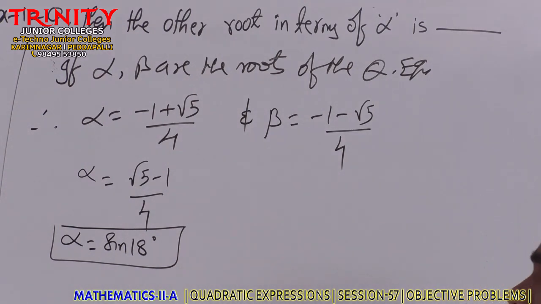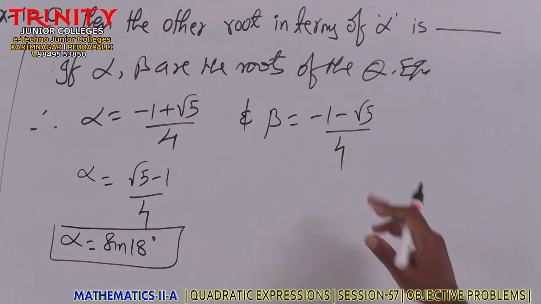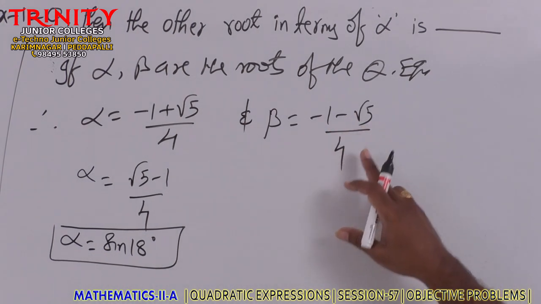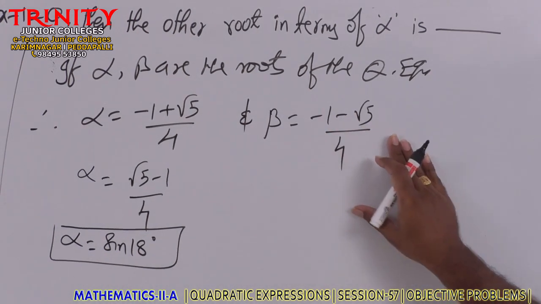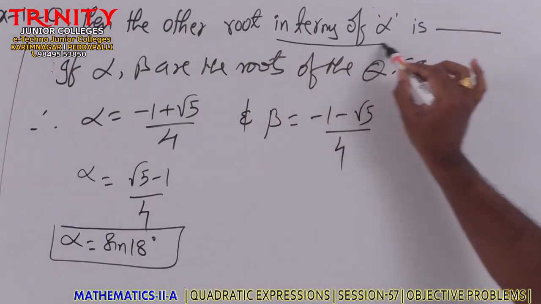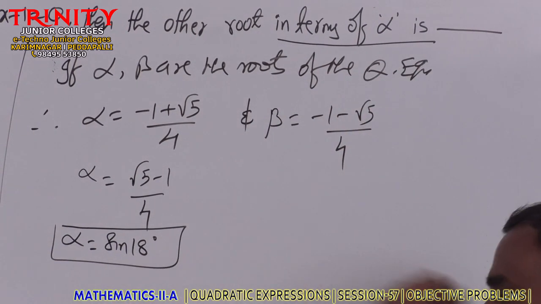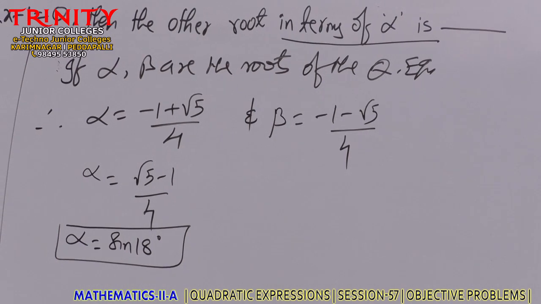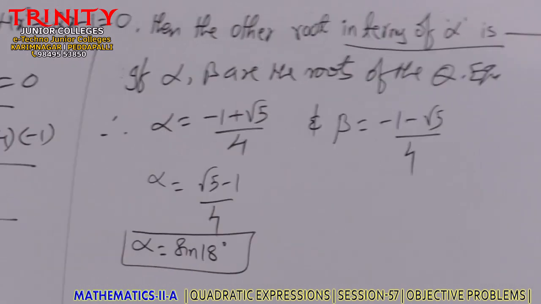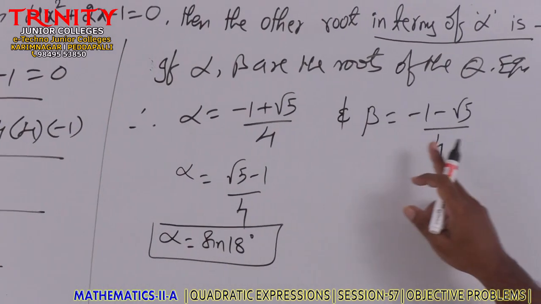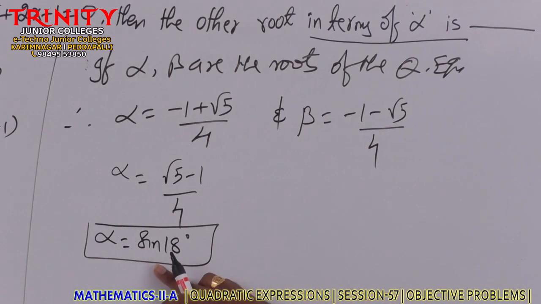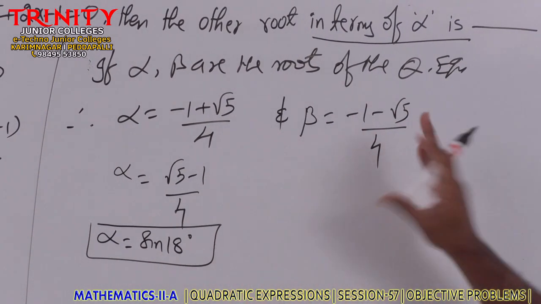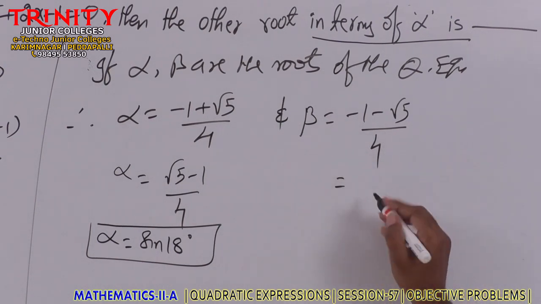Sine 18 degrees value is root 5 minus 1 by 4. Now beta we got as minus 1 minus root 5 by 4. This one he was asking to express in terms of alpha, which means we have to express it in terms of the sine 18 degrees combination. That's the reason. Now we have to express beta in terms of alpha. Therefore, we have to change this in terms of the sine 18 degrees combination. Now we will see how we can convert it.